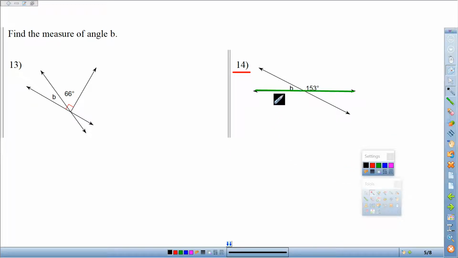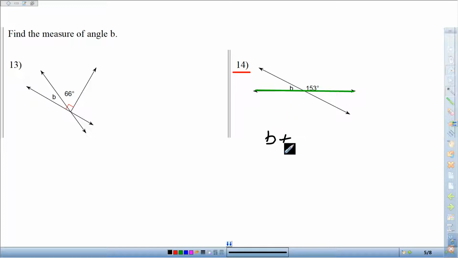So if we wanted to, we can make a little equation. We could say, the angle we're looking for plus this other angle we know equals 180 degrees. They make a straight line. And then from here, just solving, taking 180, subtracting 153, looks like B is going to equal 27. Let's be more specific: 27 degrees. We're talking about the measure of an angle.